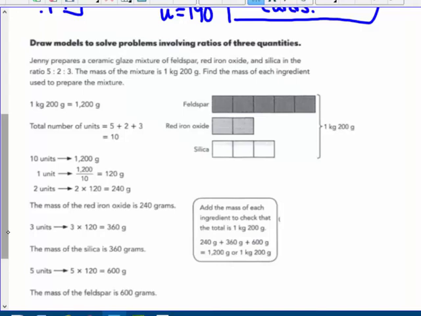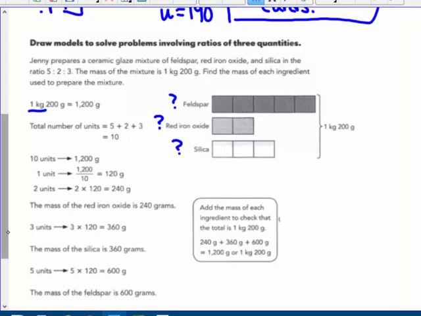Find the mass of each of the ingredients. So we want to know how much is each of these. Well, if all together is 1 kilogram and 200 grams, that's the same thing as 1,200 grams, changing my 1 kilogram to 1,000 grams. 1,000 plus 200 more would give you 1,200 grams.